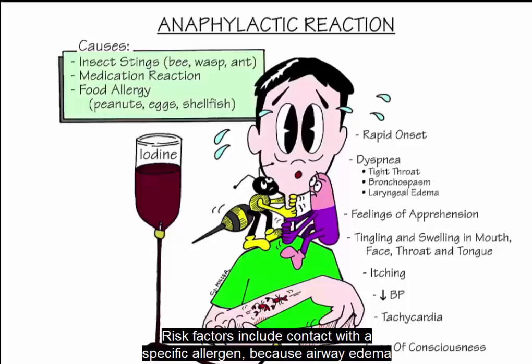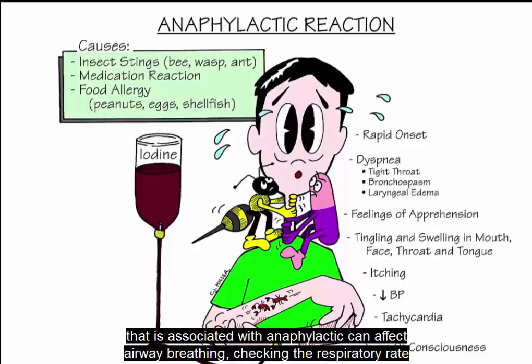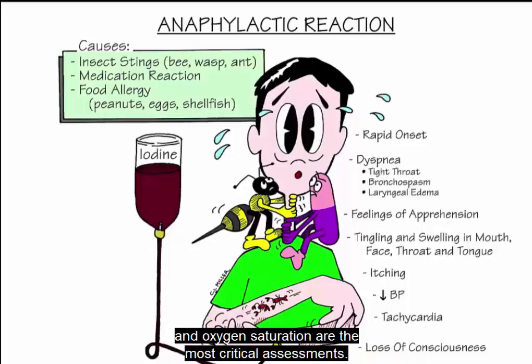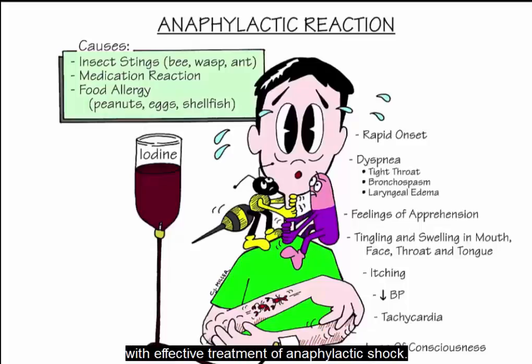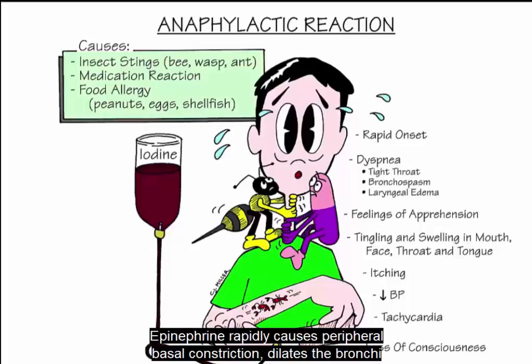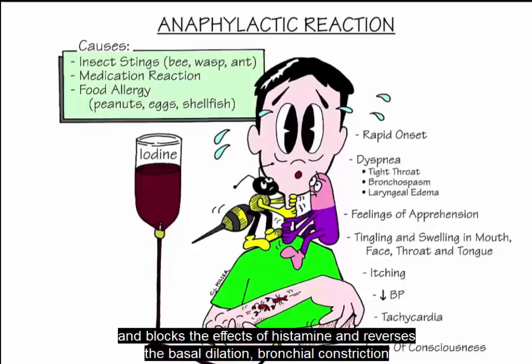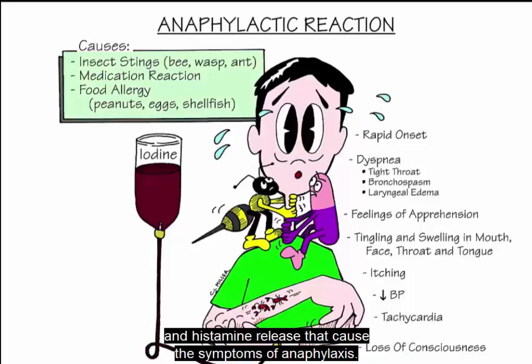Because airway edema that is associated with anaphylaxis can affect airway and breathing, checking the respiratory rate and oxygen saturation are the most critical assessments. Improvements in other assessments will be expected with effective treatment of anaphylactic shock. Epinephrine rapidly causes peripheral vasoconstriction, dilates the bronchi, and blocks the effects of histamine. It reverses the vasodilation, bronchoconstriction, and histamine release that cause the symptoms of anaphylaxis.